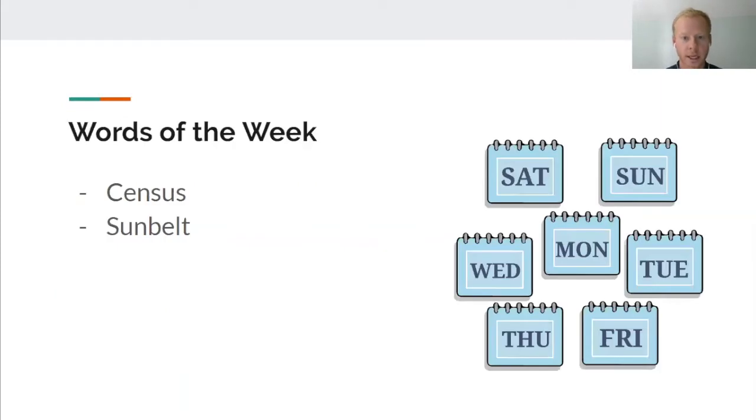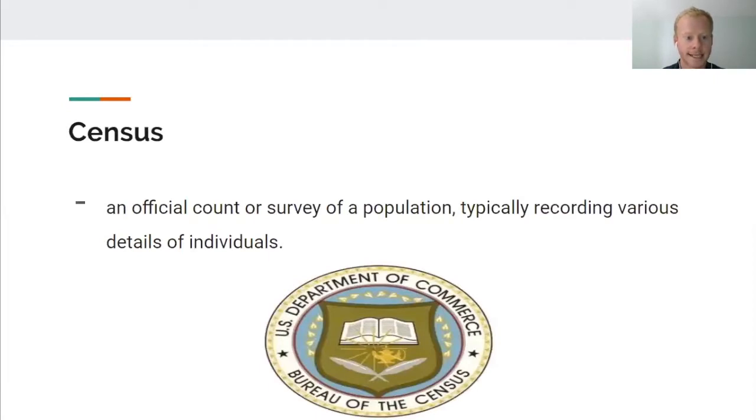So the 2 words of the week, go ahead and write these down, put a couple spaces between each of them so you can write the definitions when the time comes, are census and then Sun Belt. A census is an official count or survey of a population, typically recording various details of individuals. The data that we're going to look at comes from part of the census.